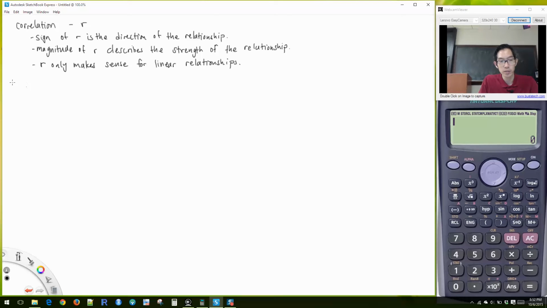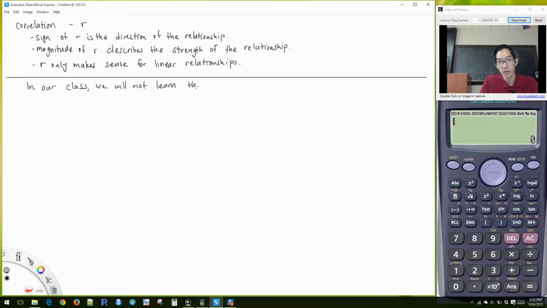Okay, so in our class, we will not learn the process to calculate R. R, the correlation, will be calculated for you by a computer or provided to you in the problem.